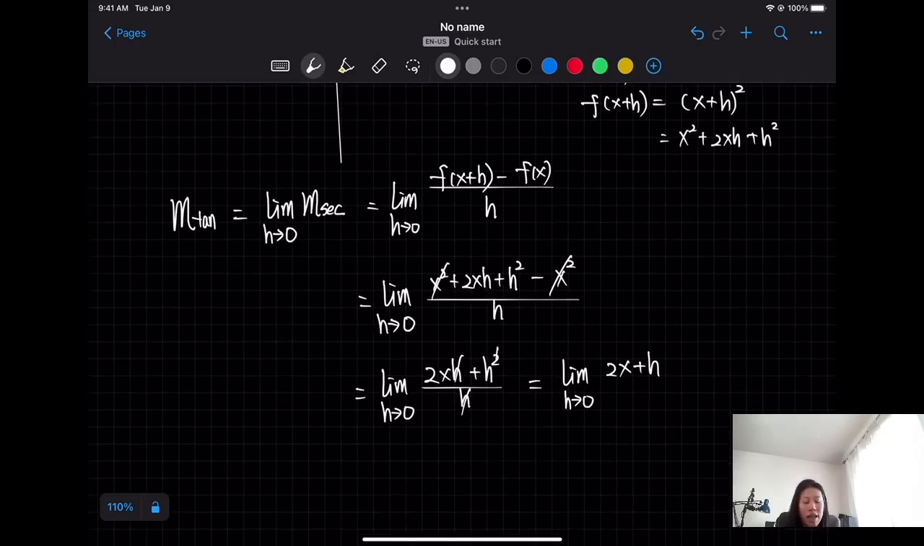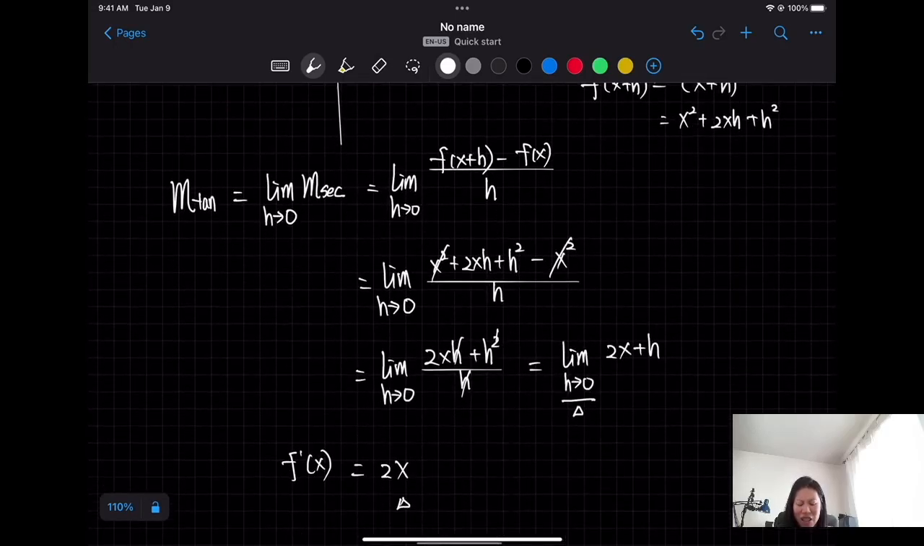As you can see, we are not done yet because we still need to calculate the limit. As h approaches 0, the limit of 2x plus h is going to equal 2x, right? Because h approaches 0. All right, so that's the slope of the tangent line, also the f prime of x for this function. As you can see, there's an x here. That means the derivative is going to change. The slope is going to change with respect to x, right?